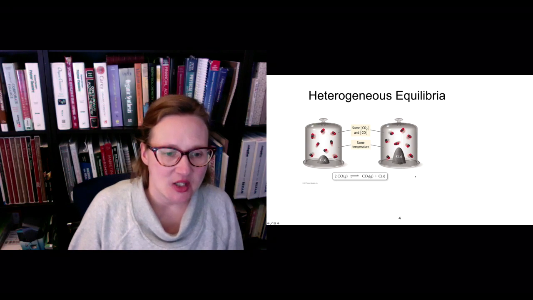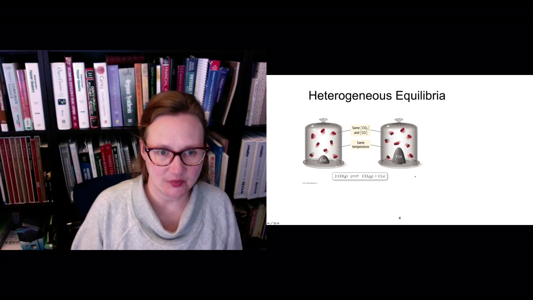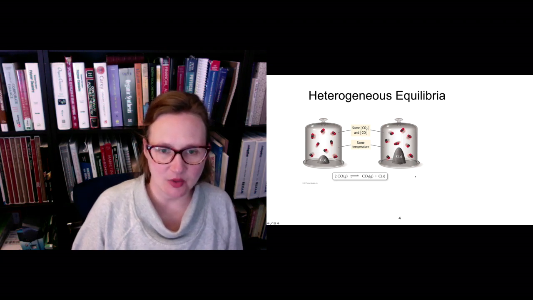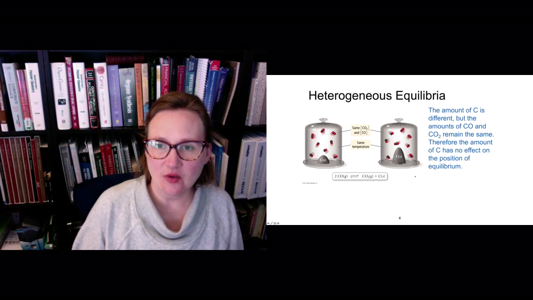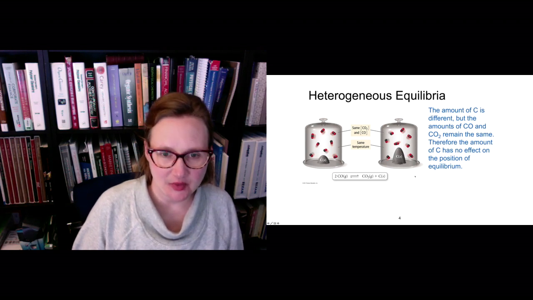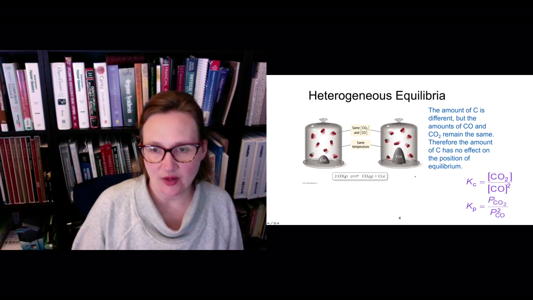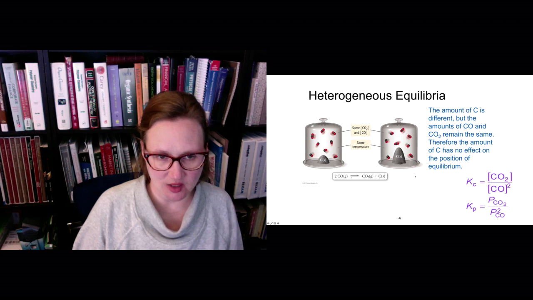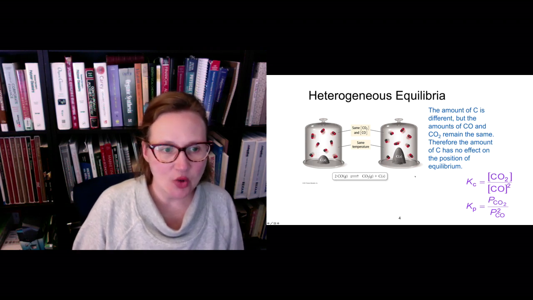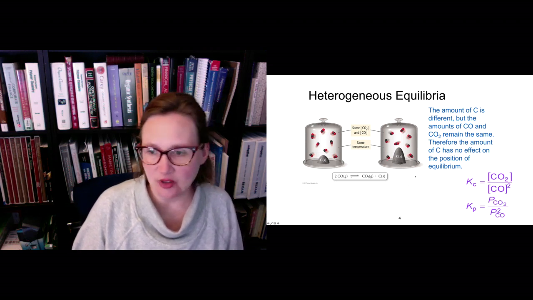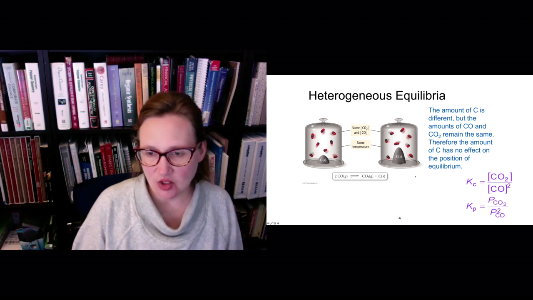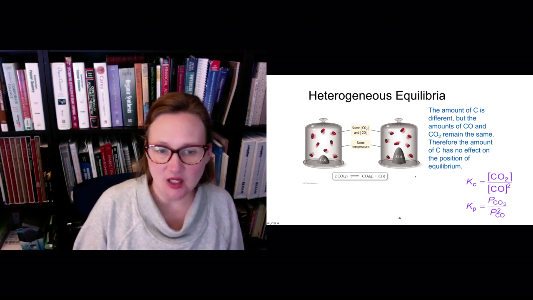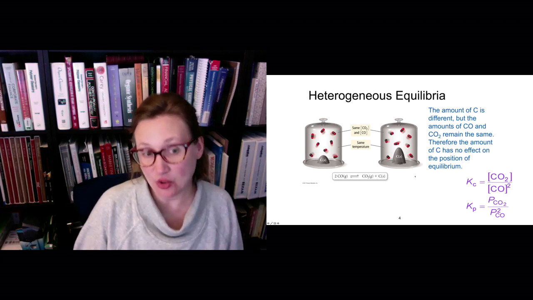All right, so in this reaction we have CO gas forms CO2 gas and carbon solid. So we need to think about how to write an expression for this. The amount of carbon is different, but the amount of CO and CO2 remain the same. So therefore, the amount of carbon has no effect on the position of the equilibrium, and we're not going to include carbon in our equilibrium expression. If we're going to write this in terms of either Kc or Kp, we'll take the concentration of CO2 over the concentration of CO squared and not include carbon solid.